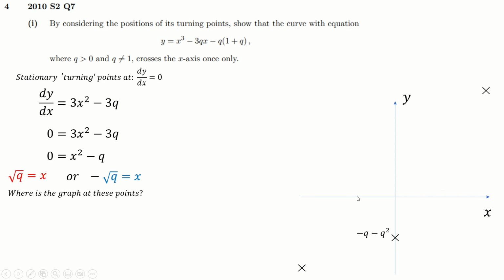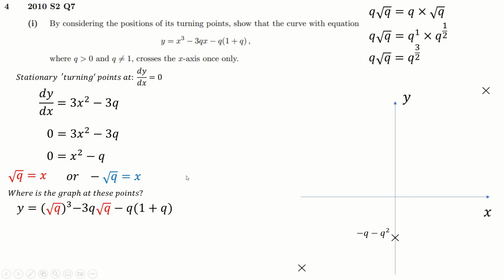But what really matters is, are they above the x-axis or below it? Because if they were above, or below, that would change the shape of the graph. It might look like this. It might just kind of wobble like this, or other things as well. So let's put these root q's back into here to find the position of the graph itself. Now, this is q to the power half. Cubed is q to the power 3 over 2. And this is q to the power 1 times q to the power half, which is q to the power 3 over 2.